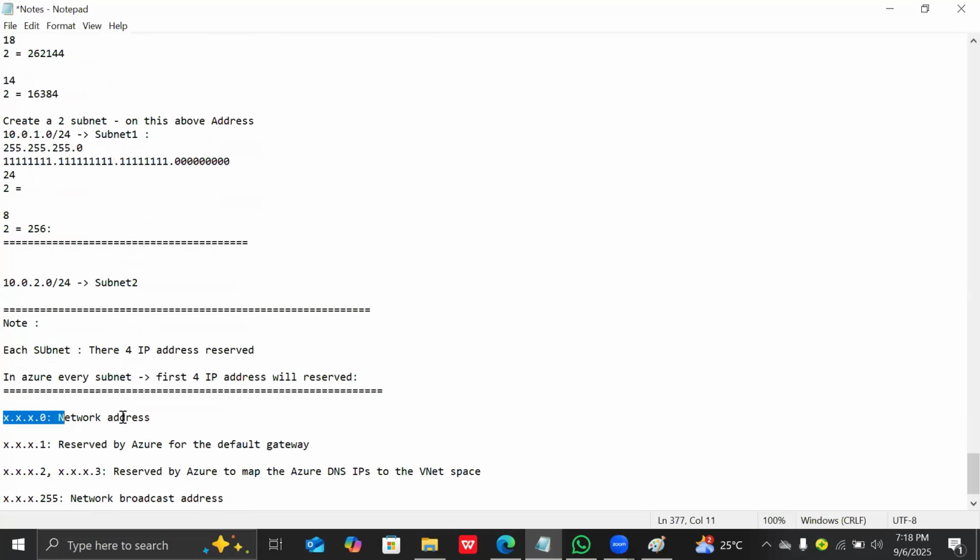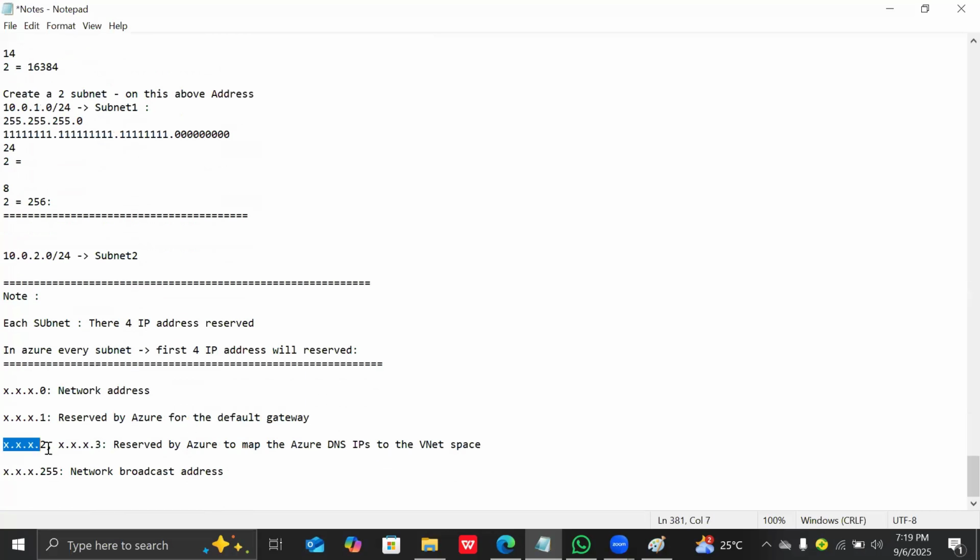Okay, the first, 0, is the network address. 1 is reserved by Azure for the default gateway, 2 and 3 are reserved for DNS, and 255 for the broadcast. You should remember these IP addresses: 0, 1, 2, 3, and the last IP address. So overall, considering these 5 IP addresses, the network address is always 0, then 1, 2, 3, and the last broadcast IP address.